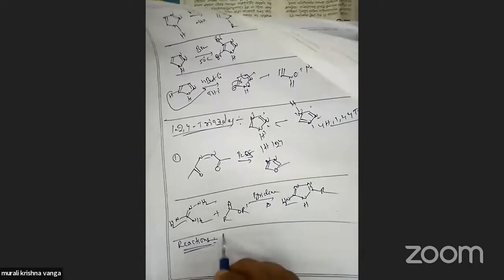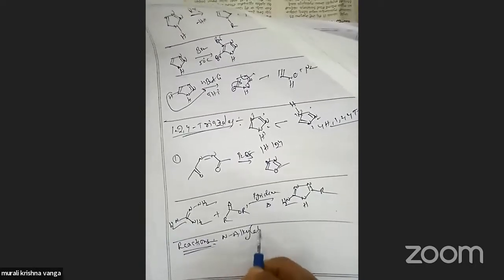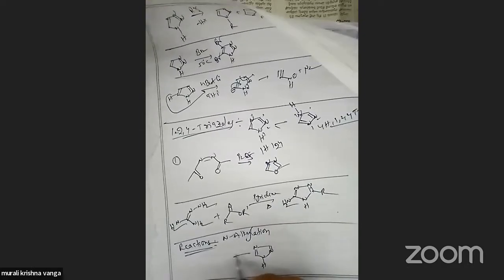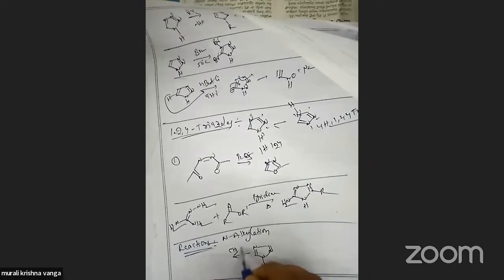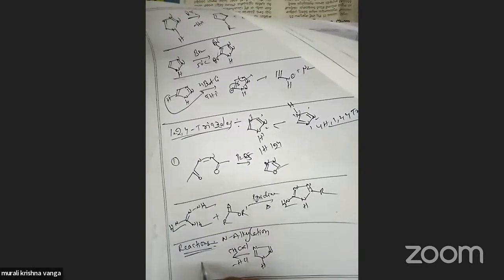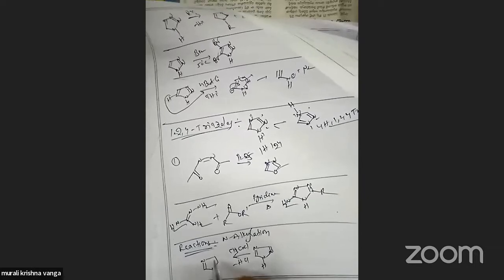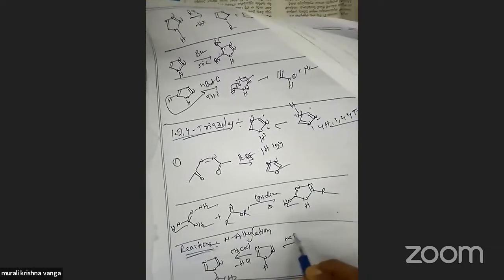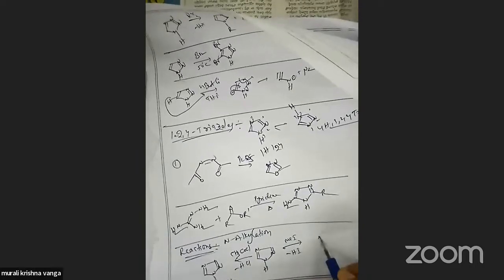In alkylation or in acylation, it is reacting with acid chloride by loss of HCl. When it is reacting with methyl iodide, CH3, loss of HI. This is the product.